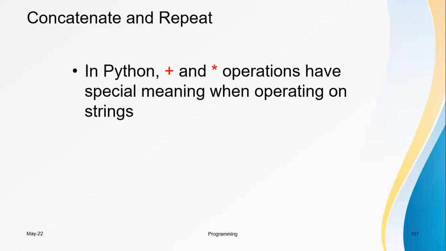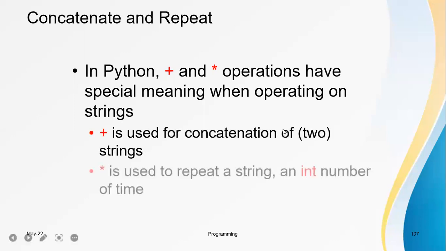In Python, concatenate is plus, repeat is nothing but the asterisk star. The operation has special meaning when operating on strings. So with strings, I can use this plus and multiplication for two different things. One is for concatenation and another one is for repetition.